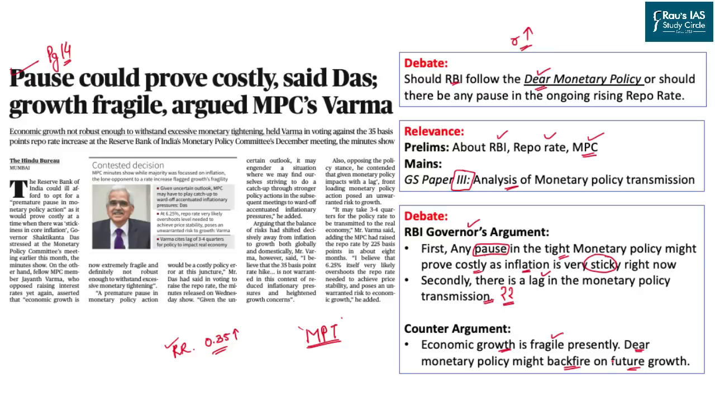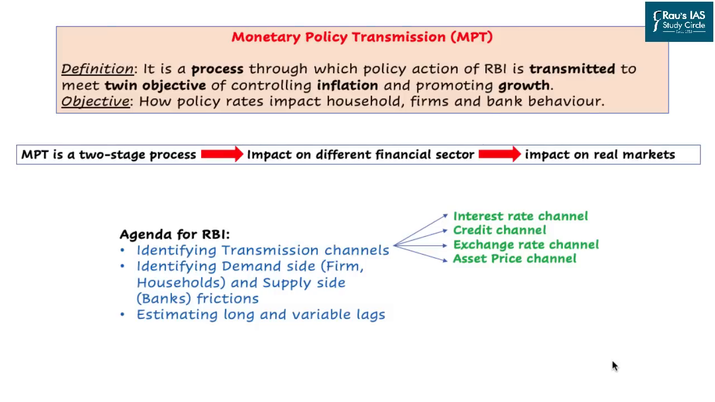So this debate is going to keep on until and unless we find a higher growth rate with stable inflation. So today we are going to look into what monetary policy transmission is, what the different stages are, what the basic agenda for RBI is in order to channelize the monetary policy, and what issues are faced by RBI in achieving its 100% goal. So all the discussions that we are going to do today are based on a working paper published by RBI itself.